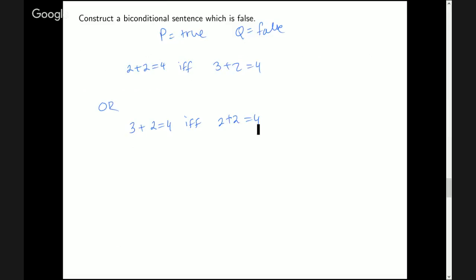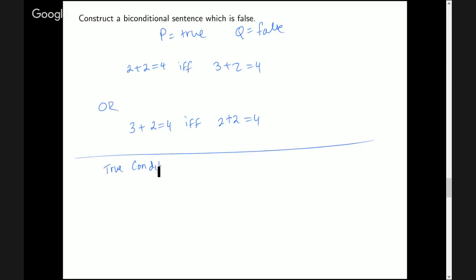are false, or they're going to ask you for a conditional sentence, P implies Q, which is true, whose converse is false, and stuff like that. So you're going to have to think about how to make up these sentences. It's easiest if you go back to determine what do you need.